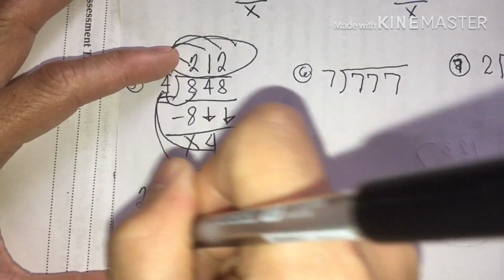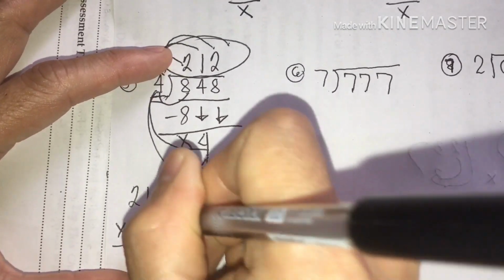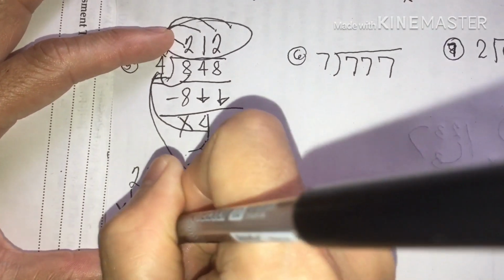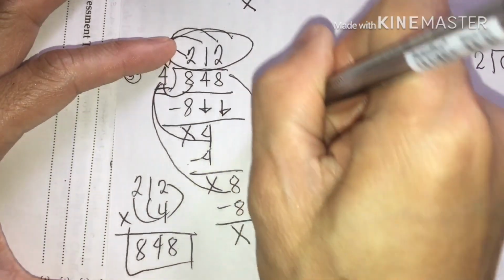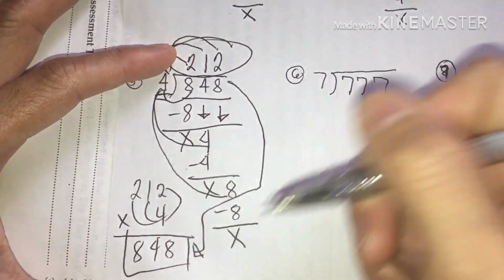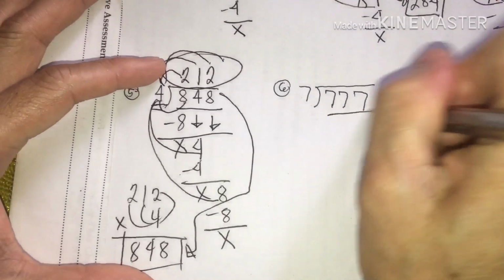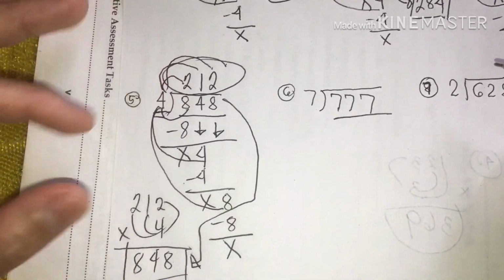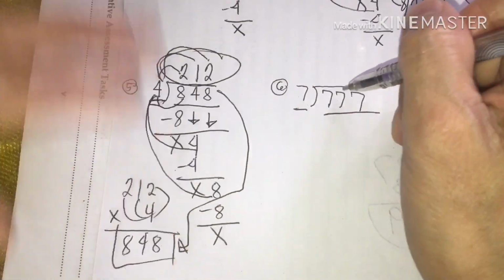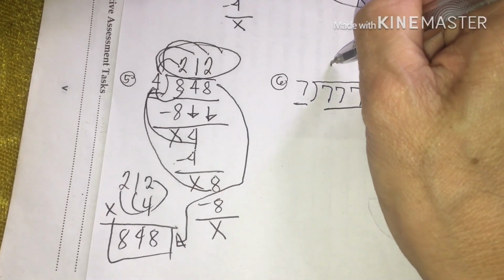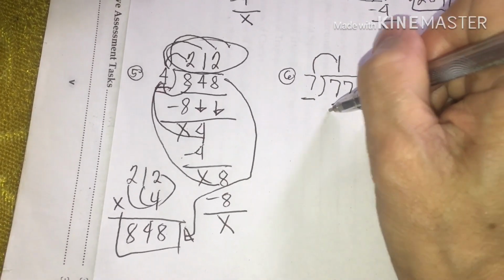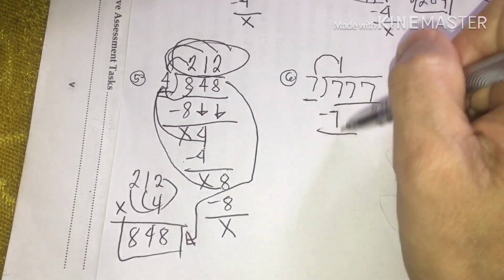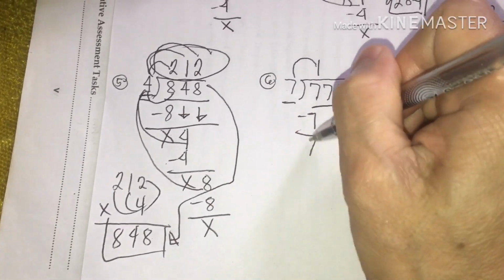We're going to check it. 212 times 4. 8, 4, 8. 848. It's actually correct. Next, 777. Divide 7. So 7 divided by 7, class, is 1 times 7, class. Bring down. Then subtract. Since same number, automatic 0.